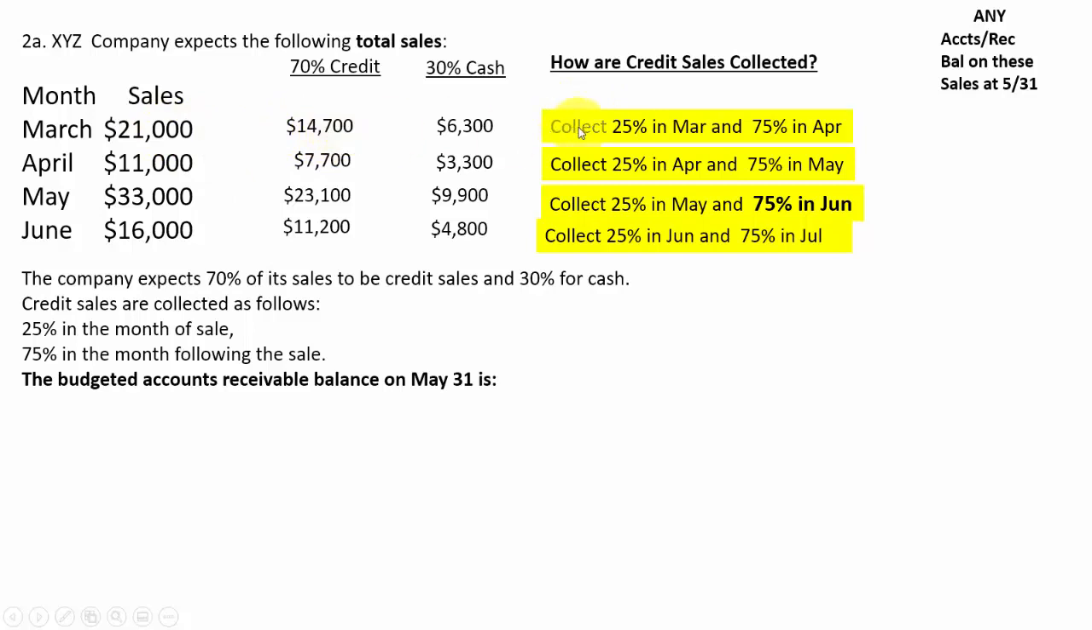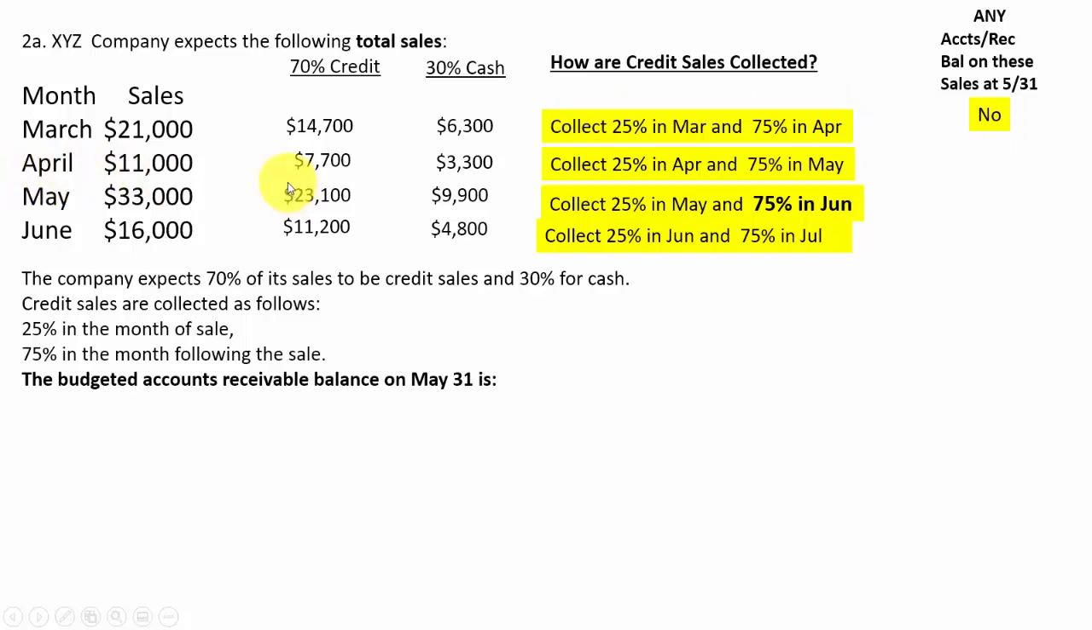We'll collect 25% of those in March, and we'll collect the other 75% in April. So will there be a balance to be collected on March credit sales on May 31st? The answer is no, there won't be, because they're all going to be collected in either March or April.